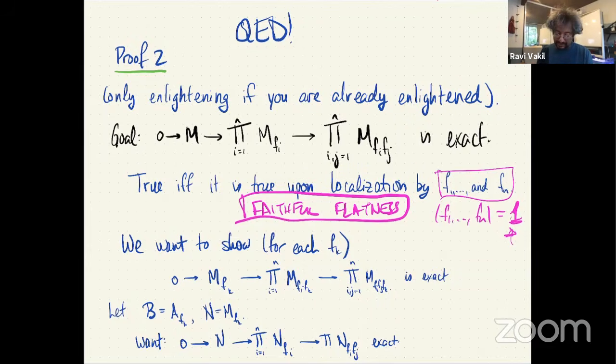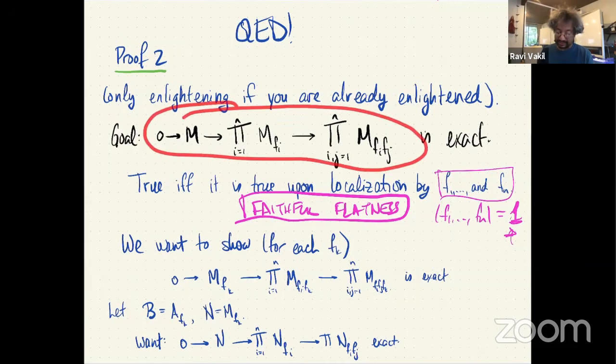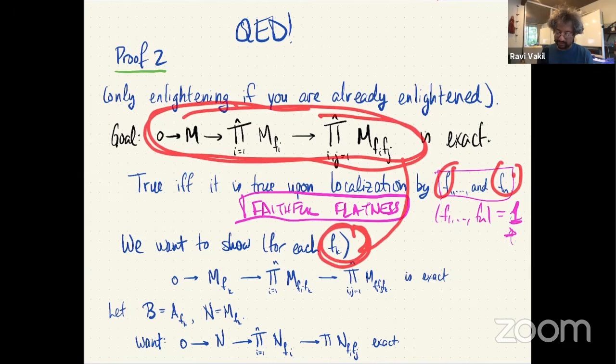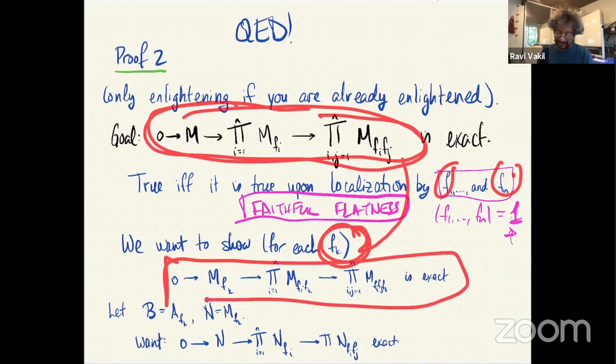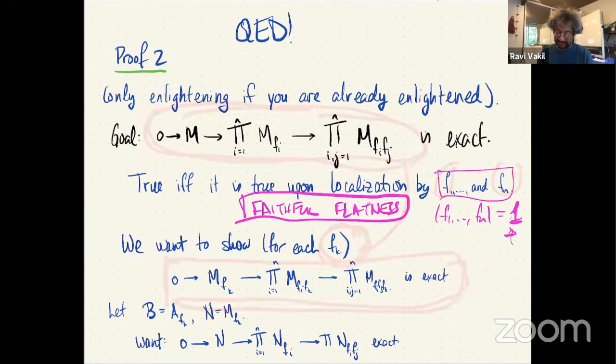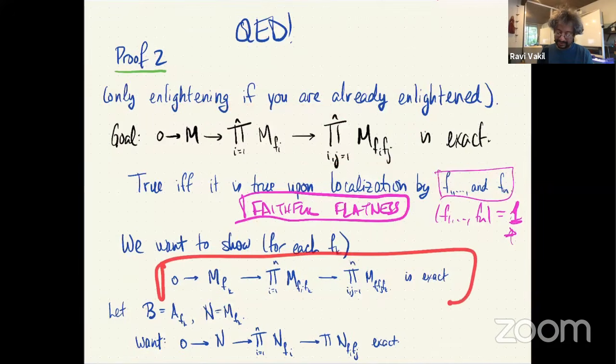Okay, so then we want to check. Let me go back to the question. We want to check if this is exact. And it suffices to check it after localizing at each one of these. So for each FK, I want to localize. In other words, I want to localize at FK. So I just wrote down the same thing and I put an FK in the denominators. I want to show that that's exact.